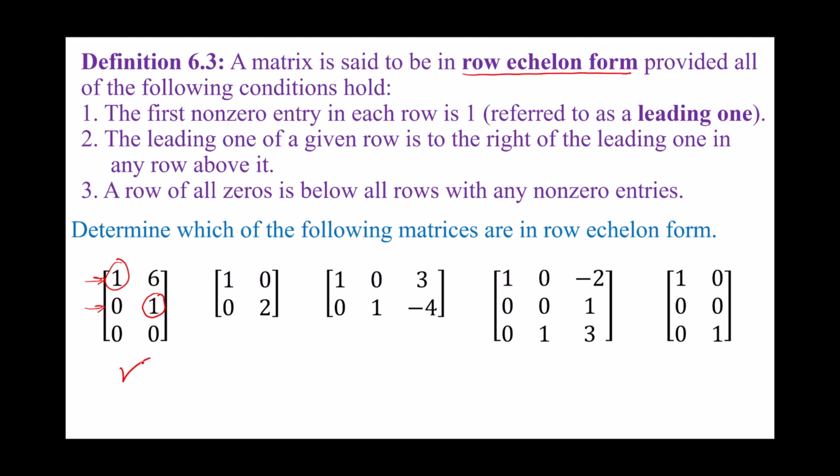The second matrix, the first non-zero entry in each row is 1. The first row, the first non-zero entry is 1, but the second row, the first entry that's not 0 is 2, not 1. So this one is not in row echelon form.